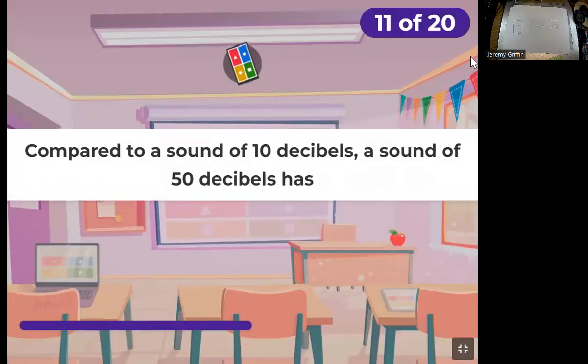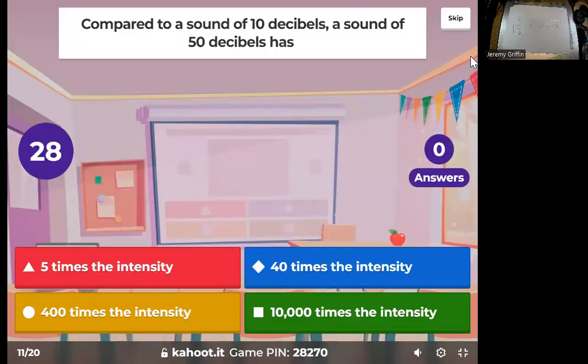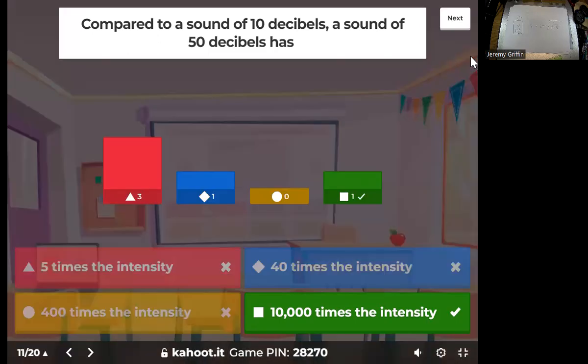Compared to 10 decibels, 50 decibels is what? Here's a hint. We're talking about log scales, so you could call that exponents. It's the flip side of that. Logarithms, exponents. Probably talking about many orders of magnitude. Ooh, one winner. Here, let me walk you guys through this.